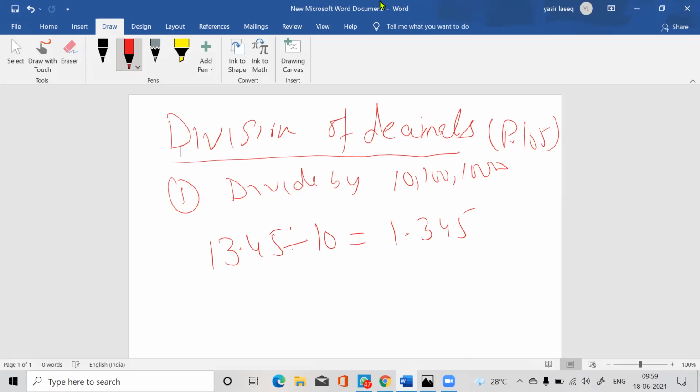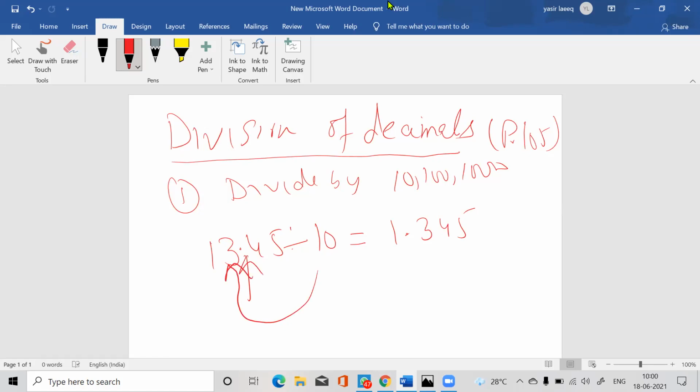Remember this thing, in division, how many zeros are there? Like in multiplication the decimal point shifts, but in division the decimal point shifts backward, and in multiplication it shifts forward. Means in division it will move from right to left, and in multiplication it will move from left to right. See here is 13. The decimal is here, but when we divide it will move to this point.